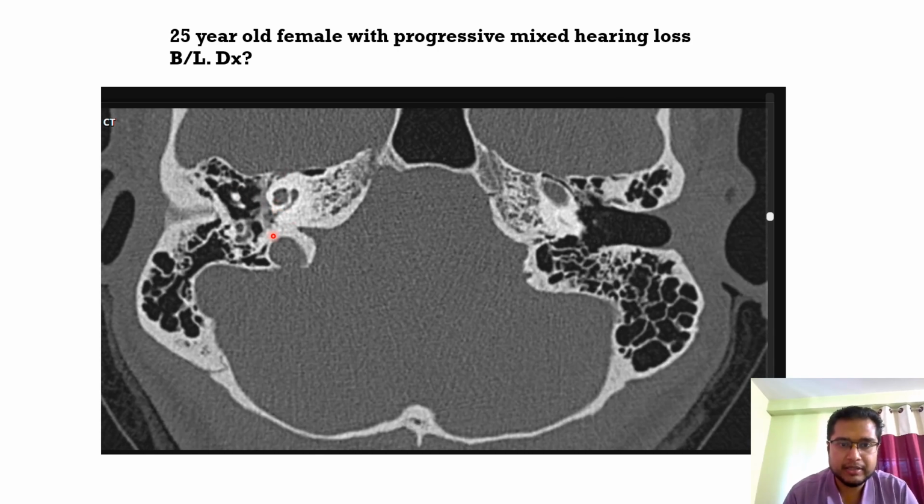You can see that demineralization of the otic capsule is seen. This is the apical turn, the middle turn of the cochlea. Everything else is normal, but you can see this particular pathological area that is demineralized. So the diagnosis here is retrofenestral as well as fenestral otosclerosis.